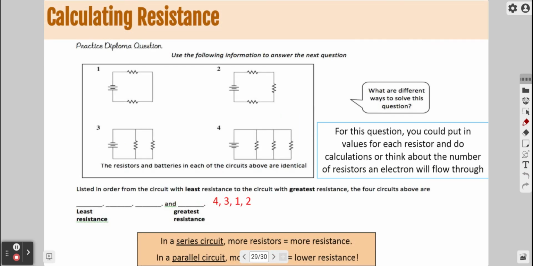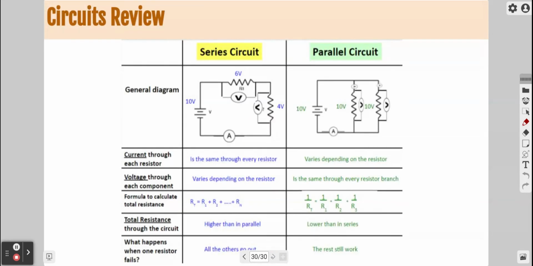Alrighty, I'm going to leave you with this practice question here. There's a lot of information and the answer is given, so make sure you practice this one. And here's a nice review of series and parallel circuits and the current, voltage, total resistance, and then what happens when one resistor fails. So make sure you go through that when you're reviewing these slides. Actually, maybe I'll just quickly go over this one here.